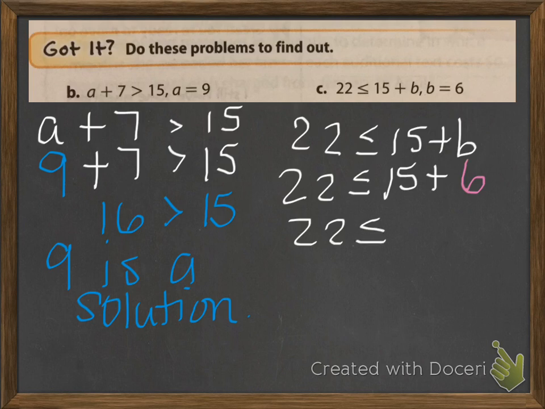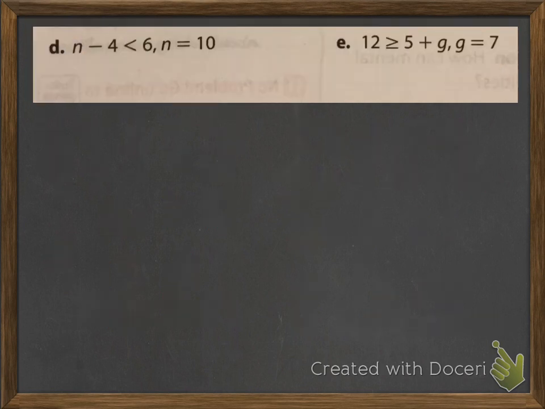22 is less than or equal to 15 plus 6, which is actually 21. So it says 22 is less than or equal to 21. Well, 22 isn't less than or equal to 21, so that is a big no. So then what we need to say is that 6 is not a solution. And this is how you will word it on your work as well. Okay, now try D and E.